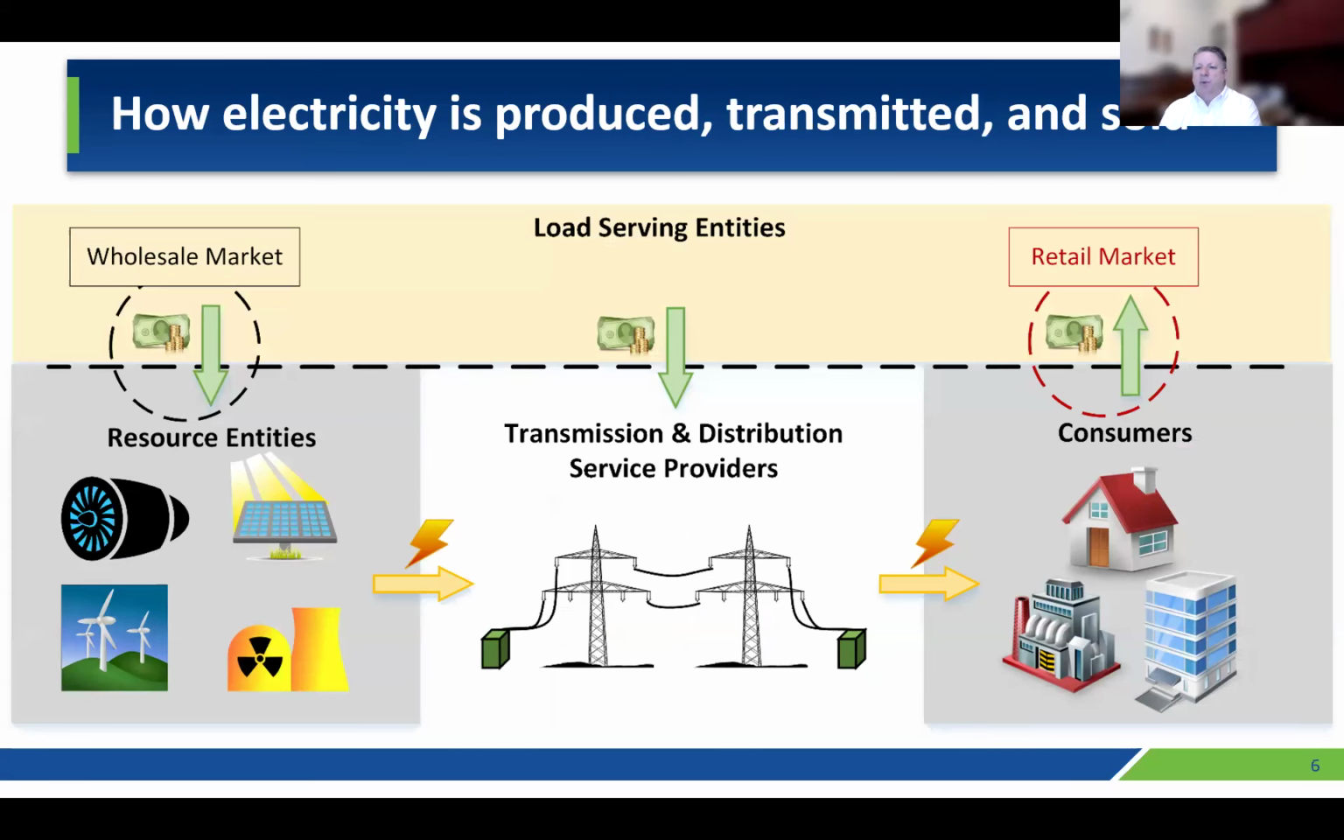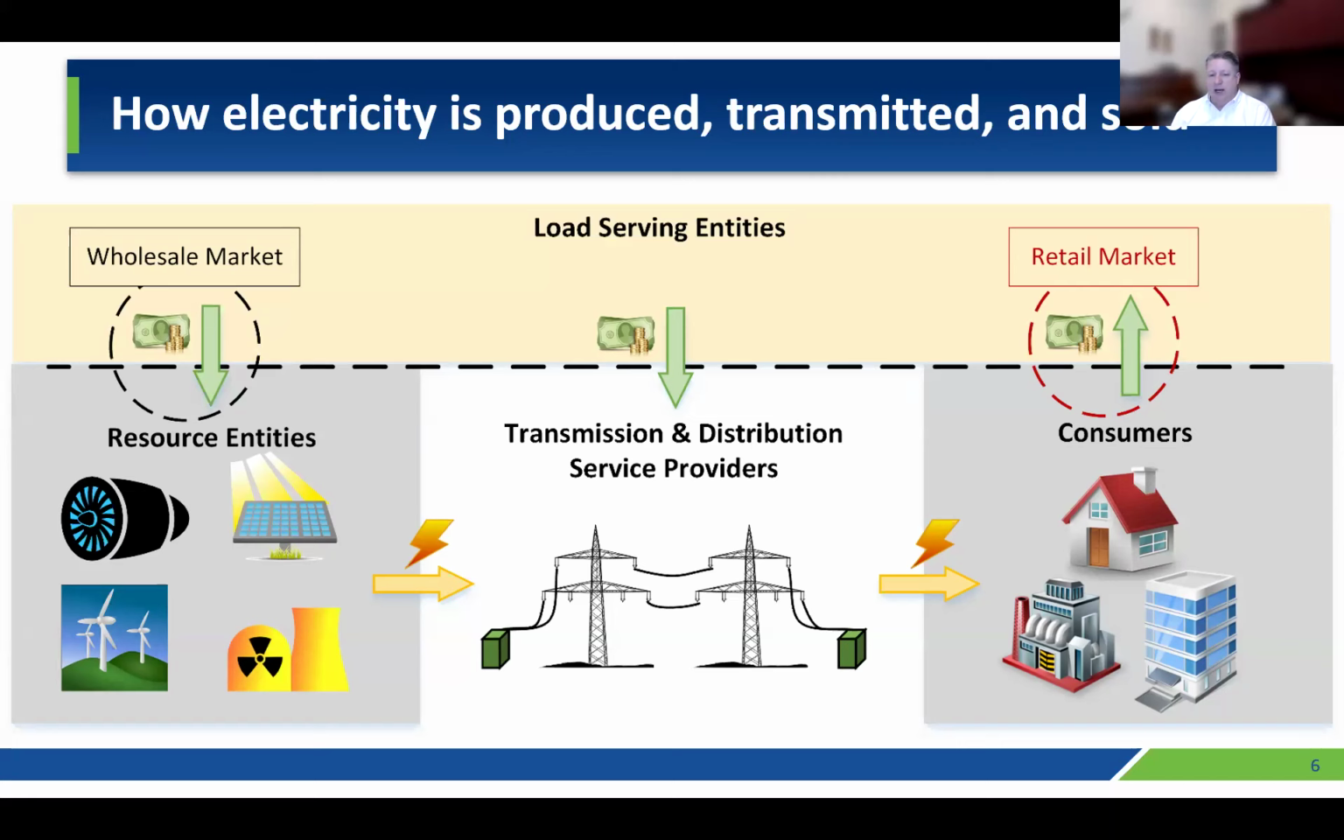But let's talk just briefly about electricity in particular. Electricity is generated by power plants or other groups that are known as resource entities. These operate typically by selling their energy on the wholesale market. The electricity is then transmitted through service providers, through power lines and people that maintain those power lines, which eventually makes its way to consumers.